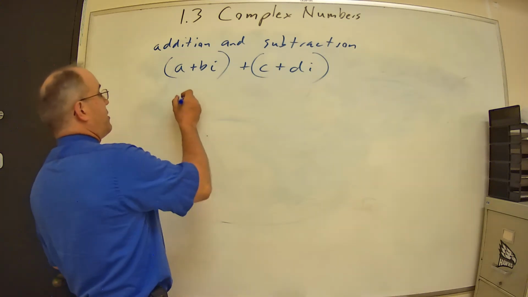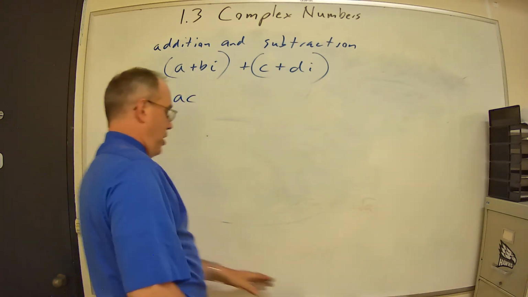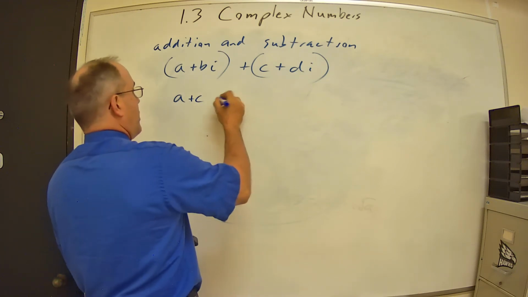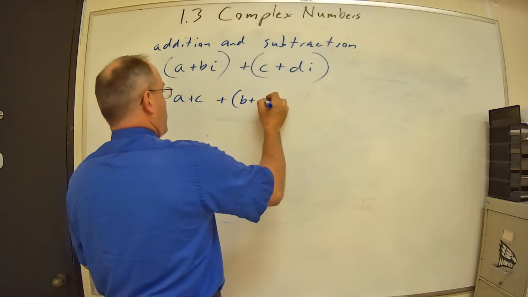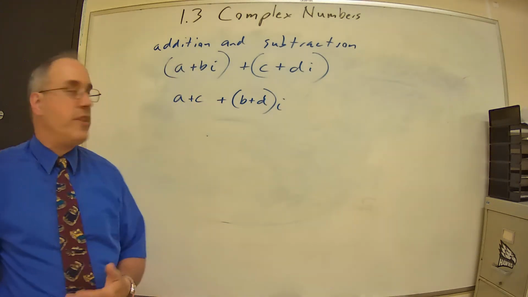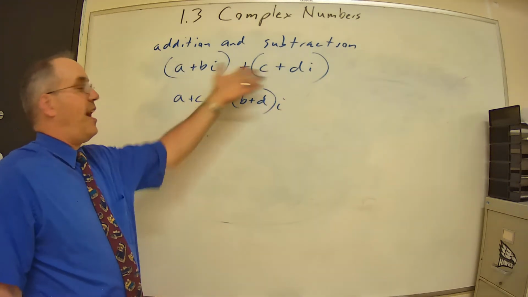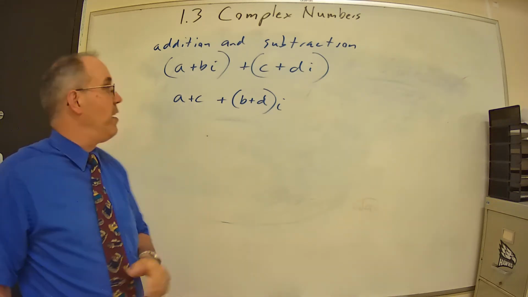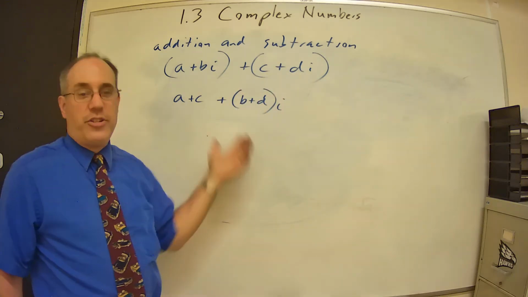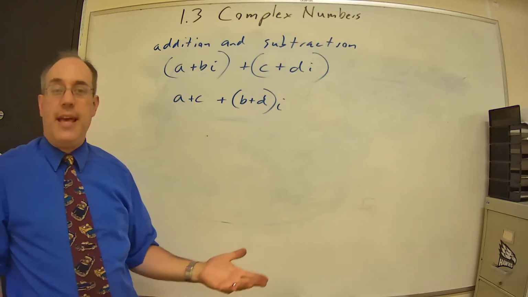So that's going to give us a plus c plus b plus d i. So it's really no different than when we had a variable in there. That i can be treated as a variable. We're going to add the real parts together. We're going to add the imaginary parts together. And that's it.